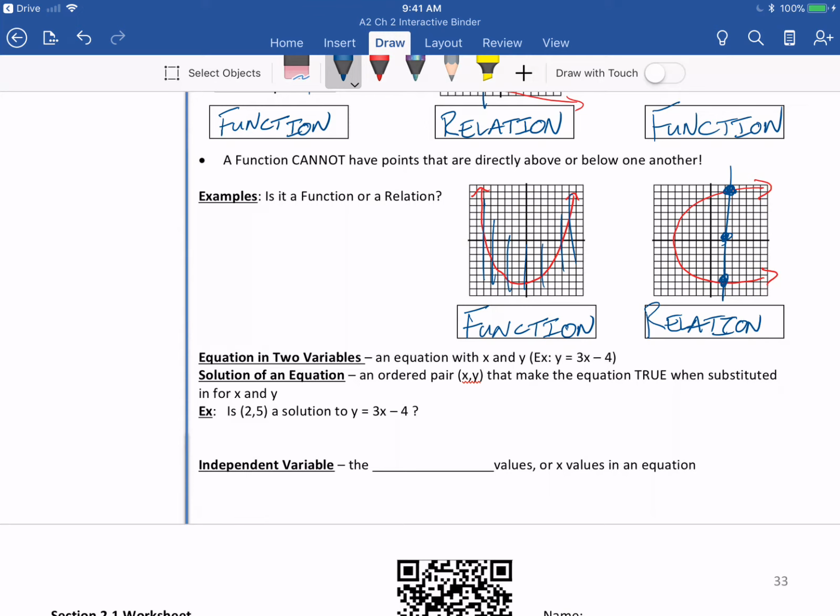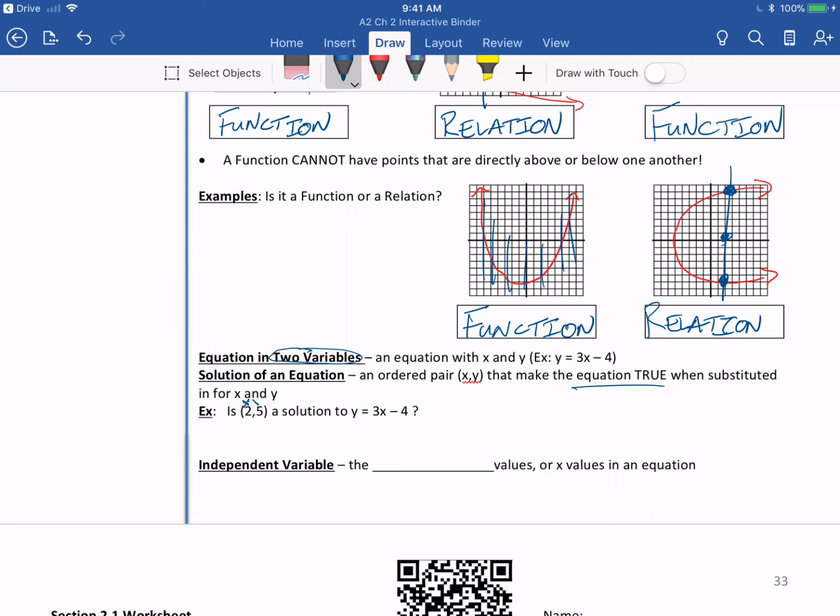We're going to find solutions to an equation, or an ordered xy pair that makes the function true. And these are going to be all equations in 2 variables. So it's going to be y and x in here. This little example says, is (2, 5) a solution to y equals 3x minus 4? The way that we're going to do this is we're just going to substitute it in and see if it works, and see if my y is actually equal to 3 times x minus 4.